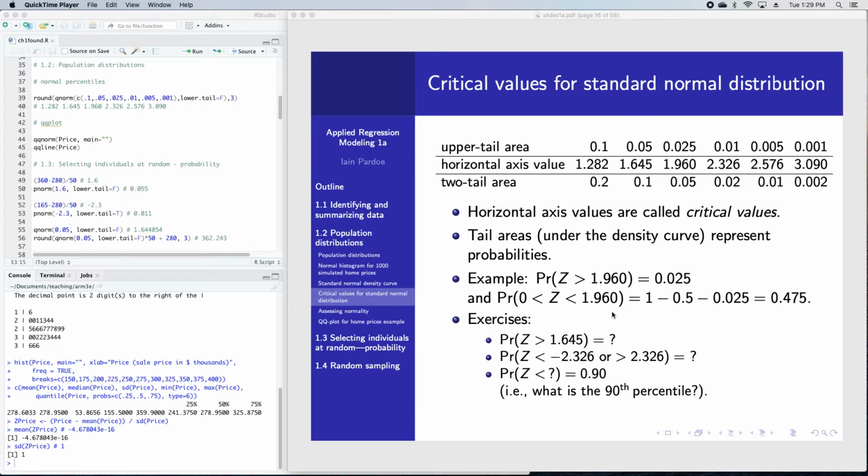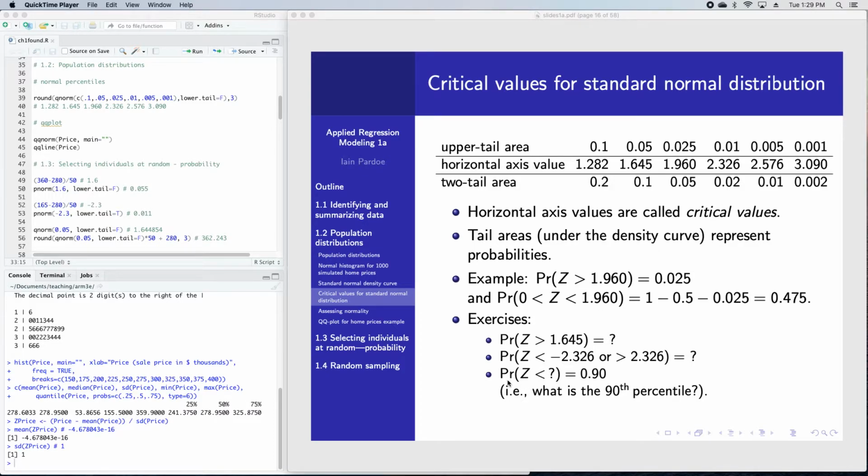Let's just do a few more examples quickly. Probability Z bigger than 1.645. That's asking for an upper tail area. We look up here, 1.645, the upper tail area is 0.05. So the answer to this question is 0.05. This next one, probability Z less than minus 2.326 or greater than 2.326. That's a two-tail area, so that's equal to 0.02.